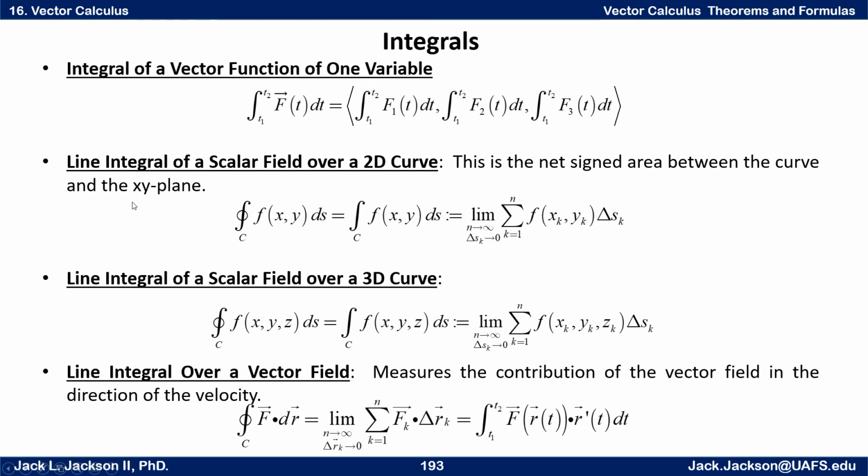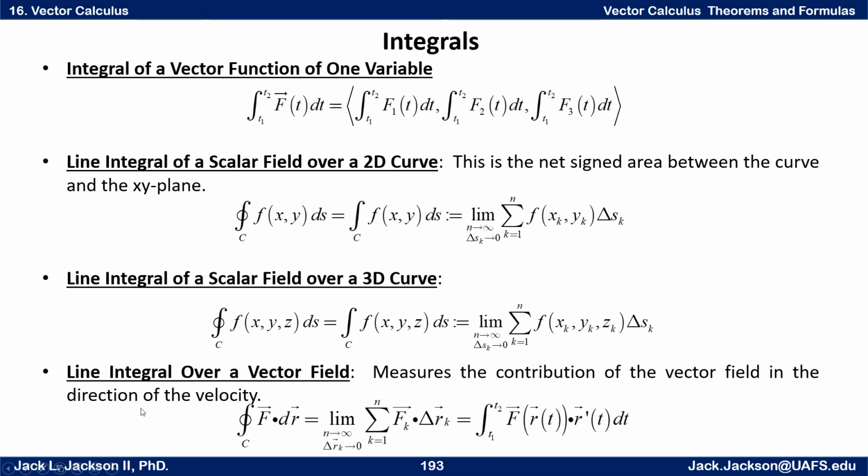We can also have a line integral of a scalar field over a 2D curve. A line integral of a scalar field ds can be written with or without this little circle, but it's defined to be the limit as n goes to infinity and delta s sub k approaches 0 of the sum of f of x k, y k delta s. It's a net signed area between the curve and the xy plane. And then you can extend that to a line integral of a scalar field over a 3D curve in a very straightforward way like this.